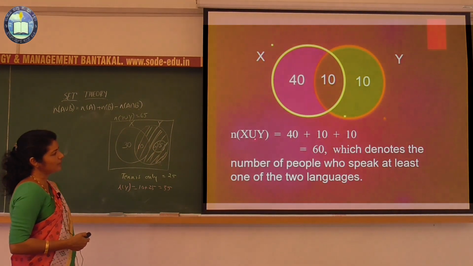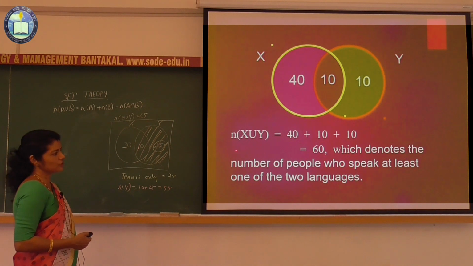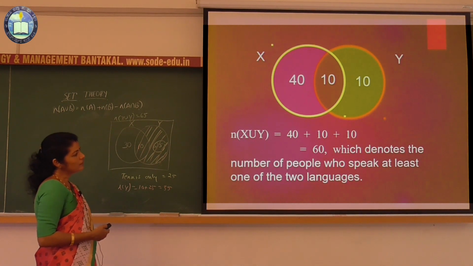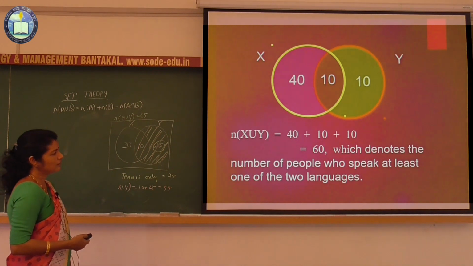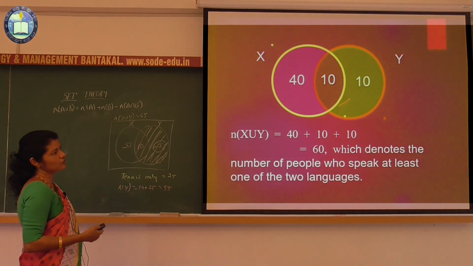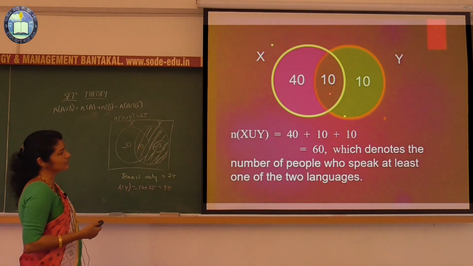n of x union y, that is the question actually. n of x is given, that is 50, 40 plus 10, intersection is given, that is 10, then n of y is also given. If we substitute in the formula and simplify, we get the answer 60. From the diagram, it is 40 plus 10 plus 10. Combining together, the union gives the same.